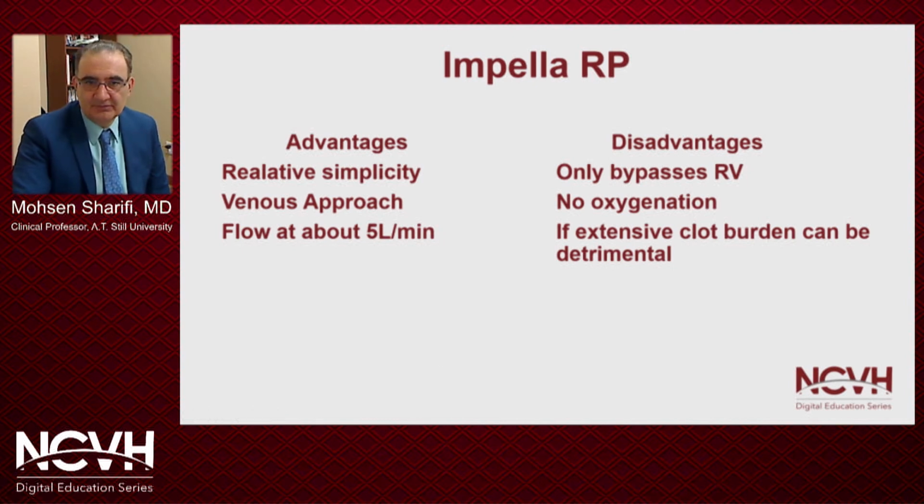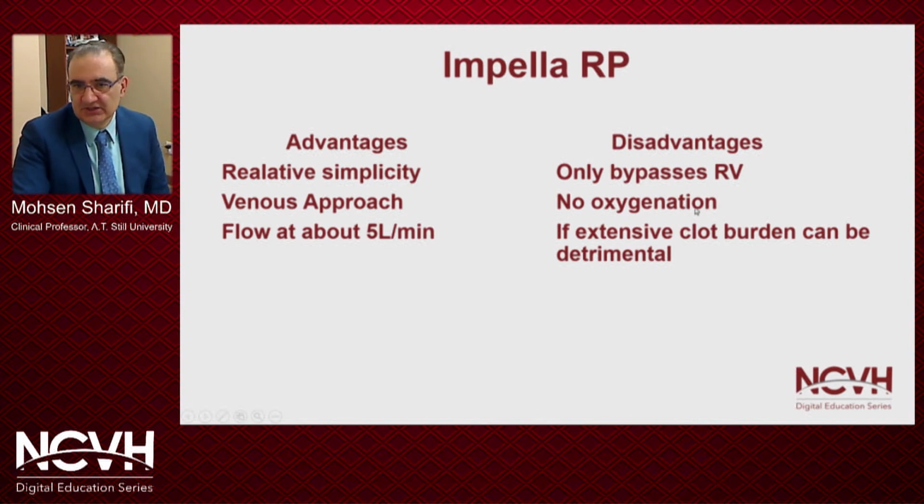The Impella device, which is chiefly used for the left side, has a variant which was approved in 2017 called the Impella RP. A part of it is placed in the pulmonary artery and part of it in the right atrium or upper venous circulation. The advantage is its relative simplicity. It only uses the venous approach, and it does generate a flow of around 5 liters per minute. The disadvantage is that it only bypasses the failing right ventricle.